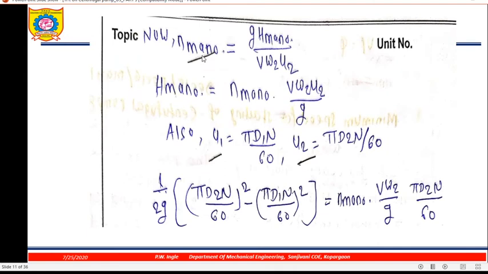So now, what is manometric efficiency? It is g H manometric upon VW2 U2. So H manometric is what? H manometric equals η manometric VW2 U2 by g. U1 is what? U1 is pi D1 N by 60 and U2 is pi D2 N by 60.